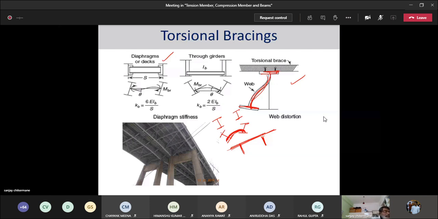Or you can end up getting the same kind of thing, and you can end up getting a diaphragm which prevents that system from happening. So these are the two different kinds of fundamental bracing systems that you can look at. Basically, a system of torsional bracing ends up having a strong bracing system which prevents this lateral twist, which is otherwise possible to be generated.